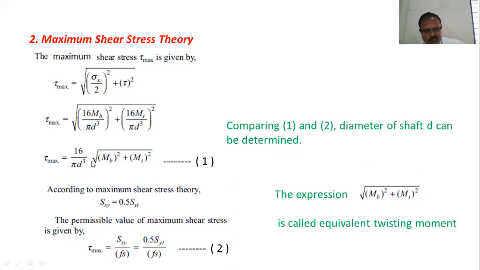As already told, the term under root of Mb square plus Mt square is called the equivalent twisting moment. So these are the two theories of elastic failures which are used to calculate the diameter of the shaft when it is subjected to combined bending and twisting.